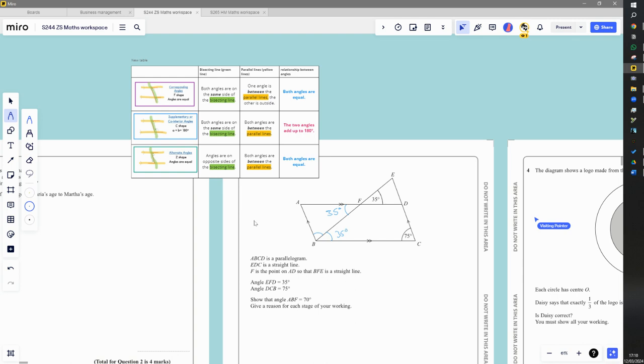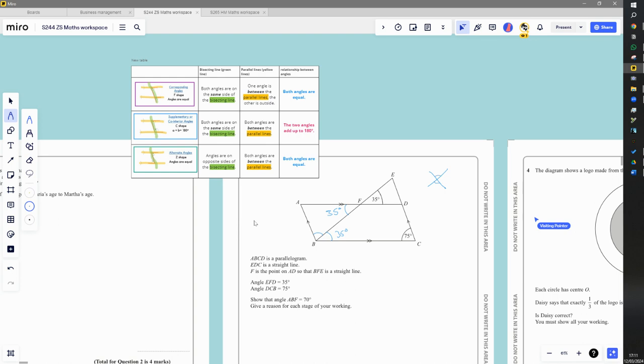Oh, I see. So that angle is 35 degrees because it would be alternate to that angle, and that angle is 35 degrees. So this angle is 35 degrees because it's alternate to this angle, and this angle is 35 degrees because it is the opposite angle to this one here. Whenever you have two intersecting lines, the opposite angle is always identical.